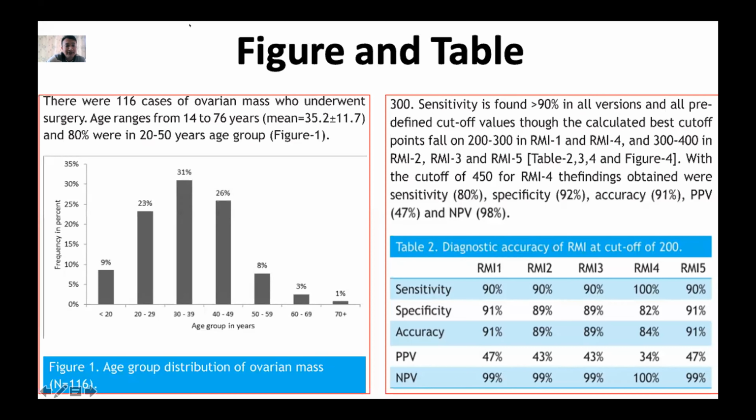Amit, may I add something? Yes. Yeah, Deepak, you wanted to add something?